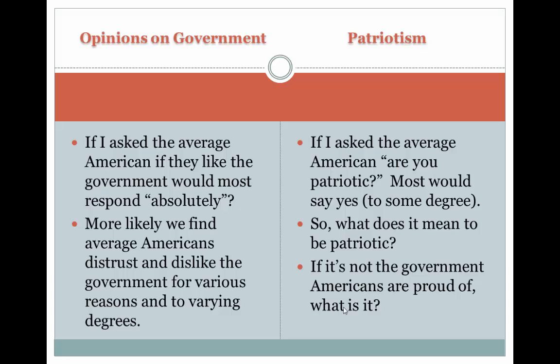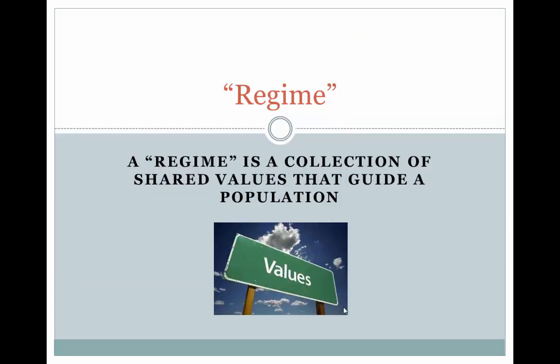If it's not the government Americans are proud of, what is it? And usually what you get when you dig around is something not related to the nuts and bolts of government, but something about the underlying values. And that's what our regime is. It's this collection of shared values that guide a population. Usually with American regime stuff we hear freedom, liberty, the things that you picture the armed forces fighting for. Whatever those values are that become what the American way is, we think of that as our regime.